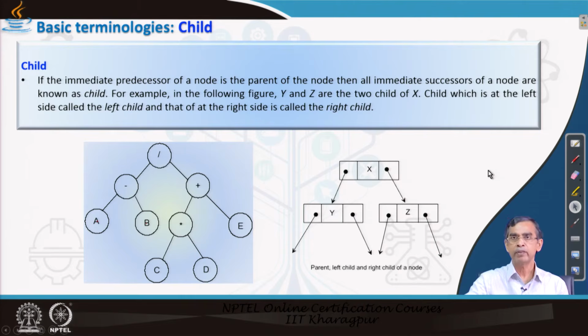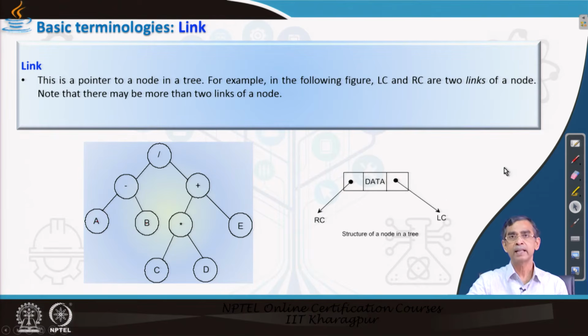Okay, now children, we have discussed node, parent and everything; left child and right child also we have discussed. Now there is another concept, the link. We have already discussed that every node stores two links. They are basically pointers or addresses to their left child and right child. The link field can be null. For example, for all leaf nodes, the two link fields store null values.